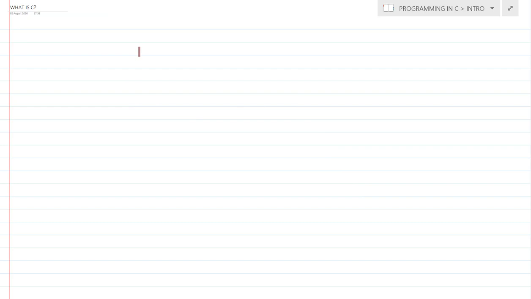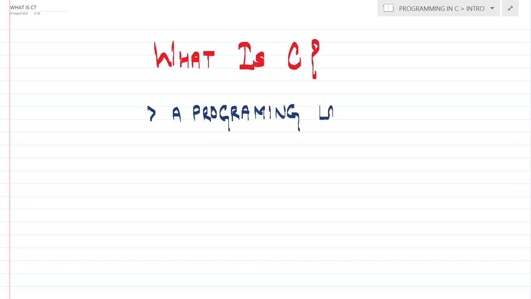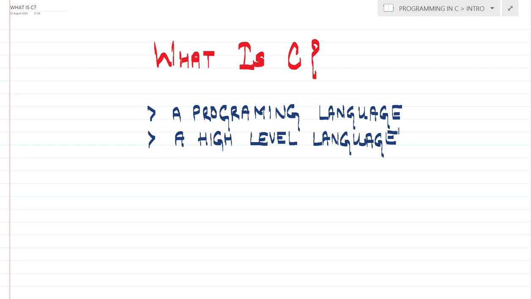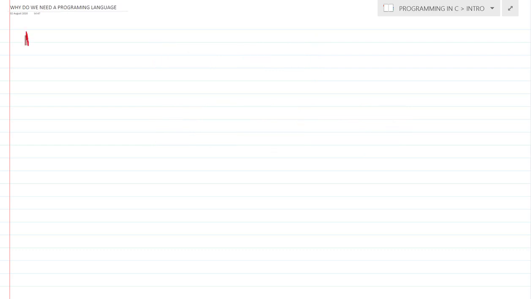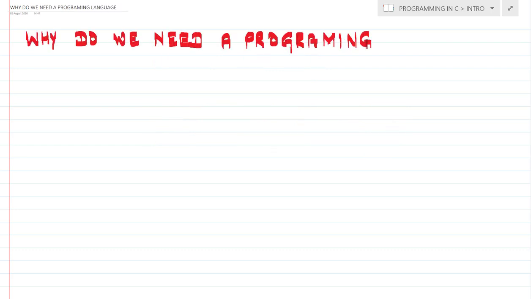Now the first question that arises in our mind is, what is C? So C is just a programming language, or we can say it is a high level programming language. Now what is this high level or low level language? We will see that in a bit. But before that, we need to understand why do we actually need a programming language like C. So here is the answer for that.